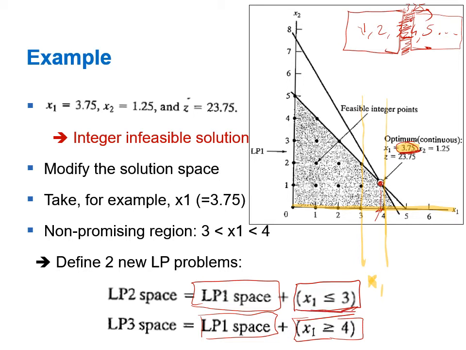Okay, x1 less than or equal to 3, x1 greater than or equal to 4. Of course, if you implement them at the same time to the same model, they are conflicting with each other. How can the value of x1 be less than or equal to 3 and greater than or equal to 4 at the same time? It's not possible. And of course, we will not add them at the same time. We will add them separately, one by one.